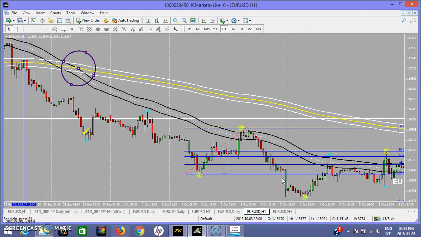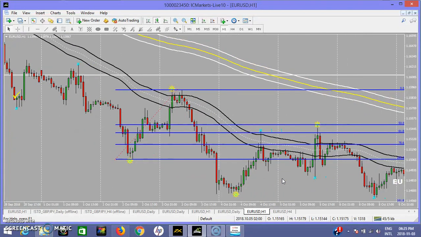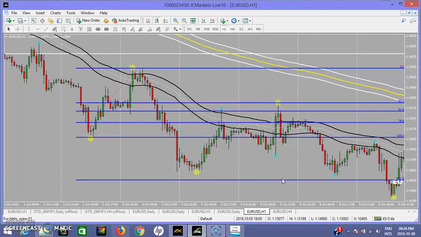Then you wait for your second TP. Let's see if it was hit in this situation. Indeed it was. Yes, indeed it was hit. So you got 70 pips there on the first one. Then the second one, let's see how much you got here. 120 pips here. So that was a profitable trade, guys.